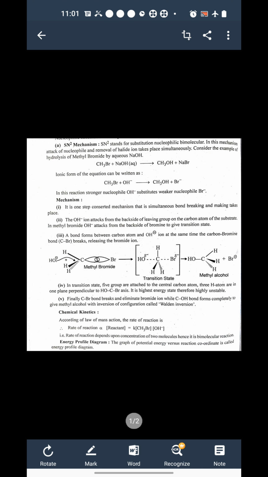And now the energy profile diagram. In the previous case, in case of SN1 reaction, as the SN1 reaction is carried out in two steps, in the energy profile diagram we also get two peaks. But in case of SN2 reaction, the reaction is carried out in a single step, only one step is there, and therefore you can see in the energy profile diagram there is only a single peak.